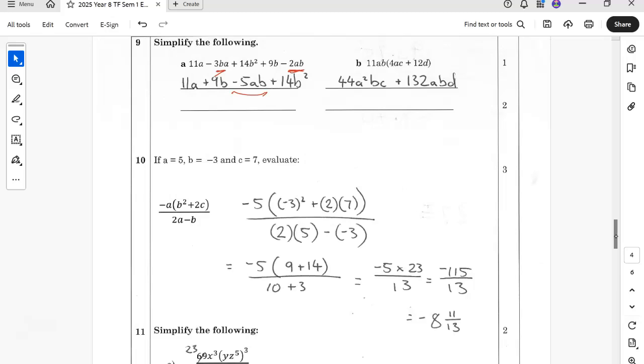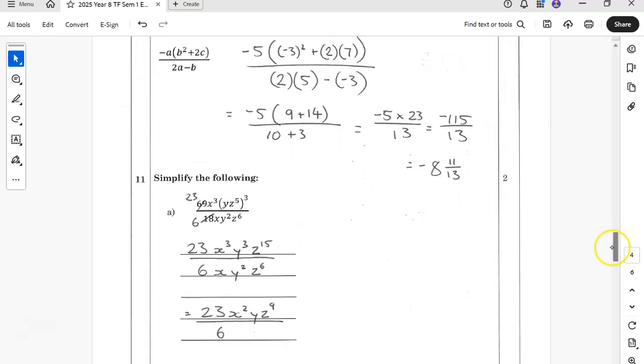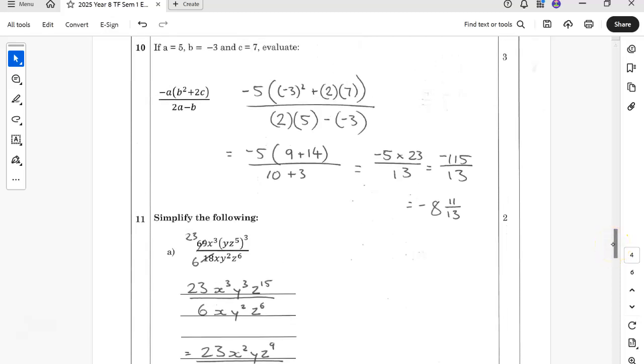This one here, 11 times 4 is 44A squared, 11AB. This one here, 11 times 12 is 132. A lot of people made that mistake there. It's 132. And this one here, negative 3 squared is 9. 2 times 7 is 14. So you've got negative 5 times 23. And 2 times 5 minus negative 3. Negative 3 becomes 10 plus 3. So it's 115 on 13. And that's negative 8 and 3/4.